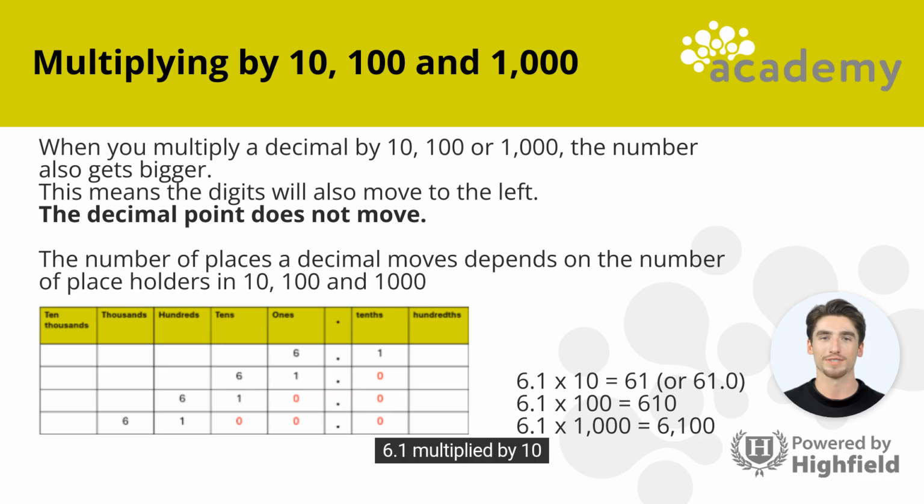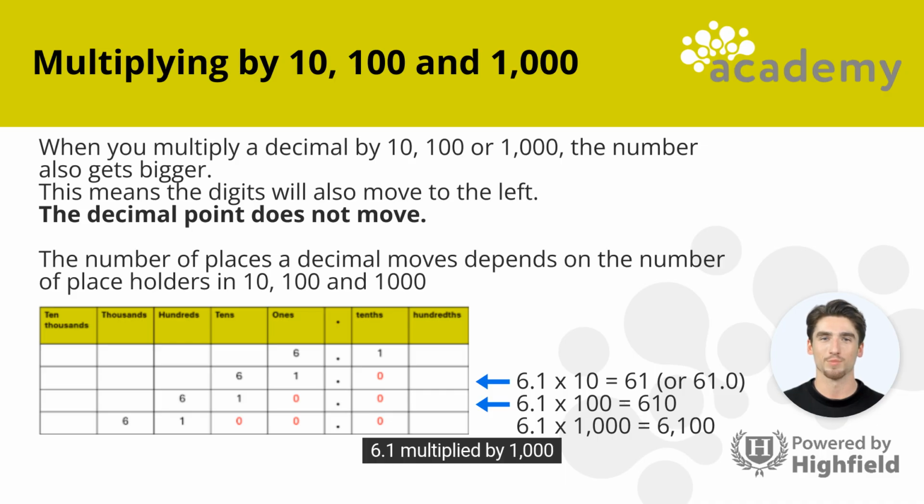6.1 multiplied by 10. The number 10 has 1 placeholder, or 0. Therefore, 6.1 moves 1 place to the left. 6.1 multiplied by 10 equals 61. 6.1 multiplied by 100. The number 100 has 2 placeholders. Therefore, 6.1 moves 2 places to the left. 6.1 multiplied by 100 equals 610.